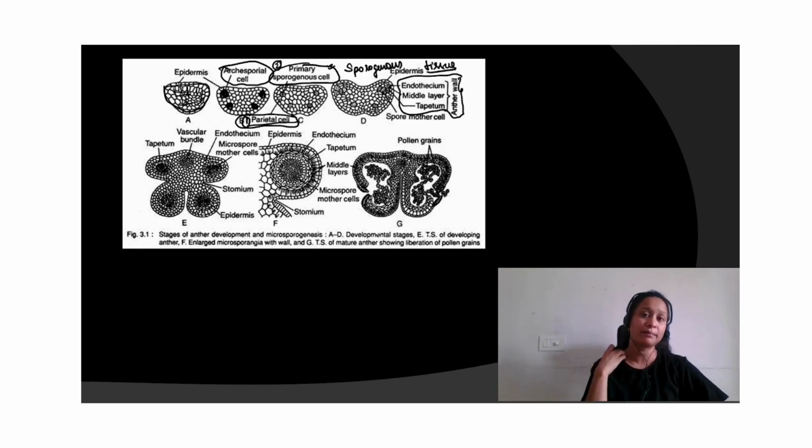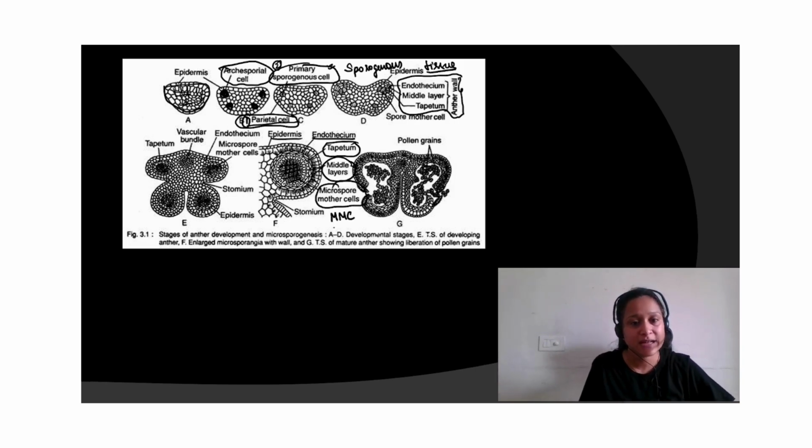So this is what is happening in the young anther. Now when the anther matures, you can easily see there are 4 layers, right? The outer one is epidermis, then endothecium, there are 2 to 3 middle layers, and the tapetum. Inside there are numerous sporogenous cells which have the potential to behave as microspore mother cells. And you can easily see a stomium here. This is a line of dehiscence. From here only the anther dehisces.